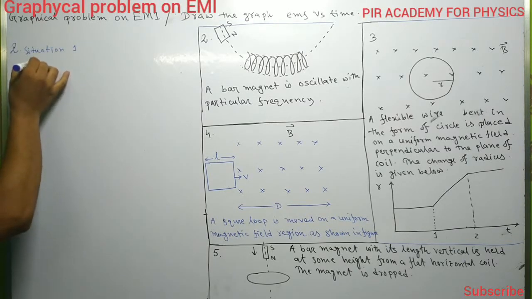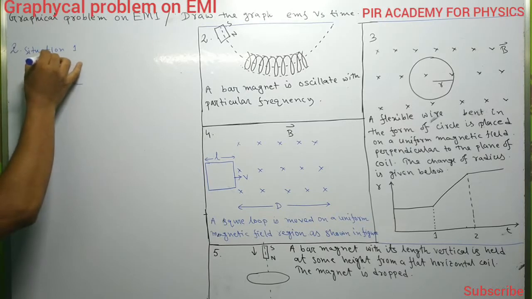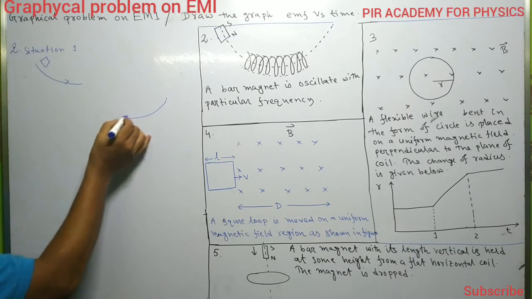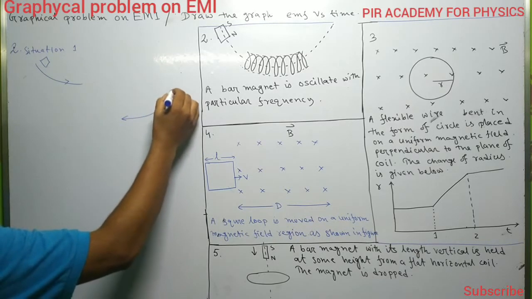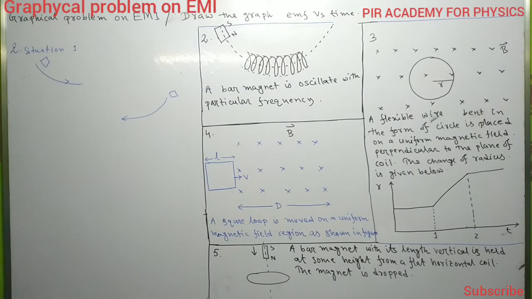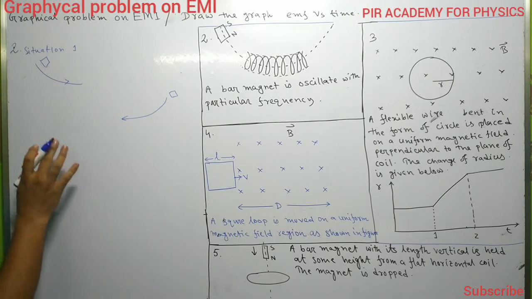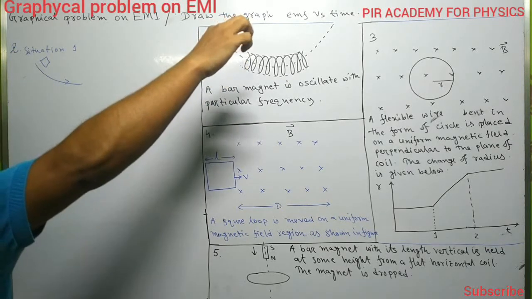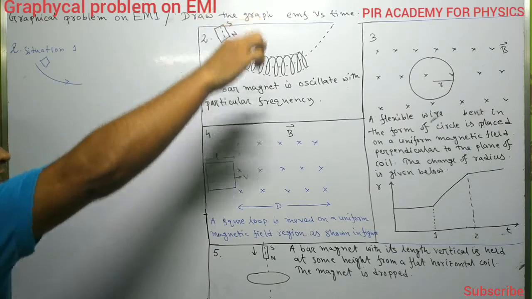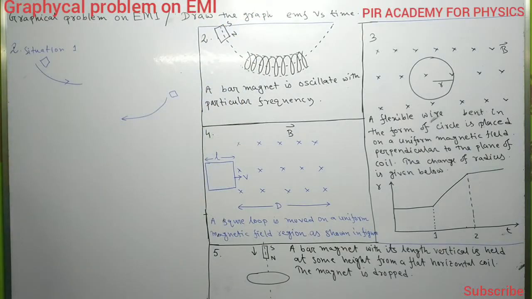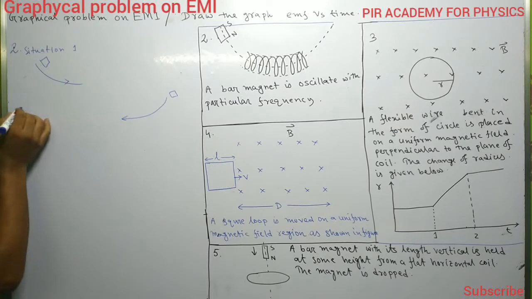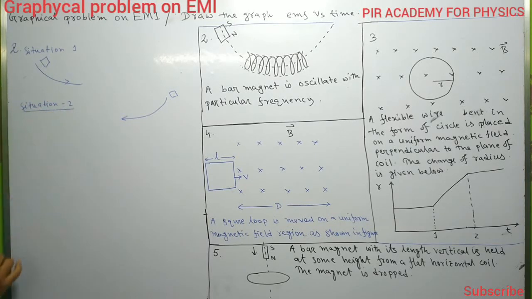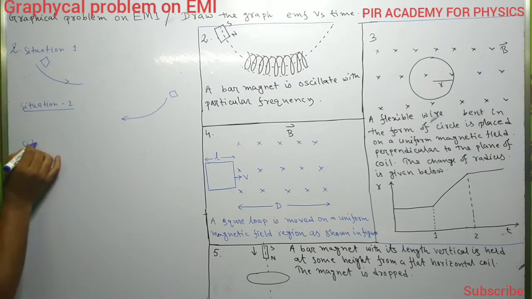When the bar magnet moves along this direction, and situation number 2, when the bar magnet is reversed in this way. That means there are two situations. One, when this bar magnet is moved along this direction, and when the bar magnet is reversed in this direction. And number 3, that means situation number 3.